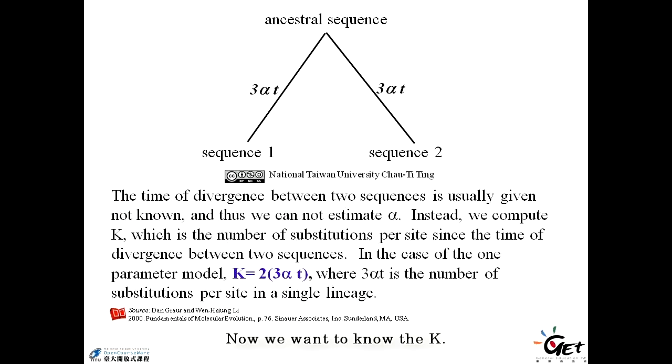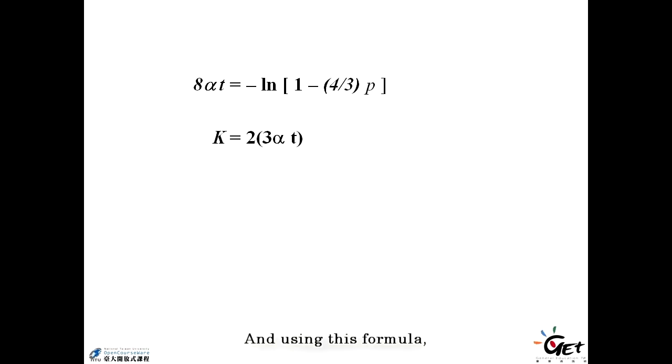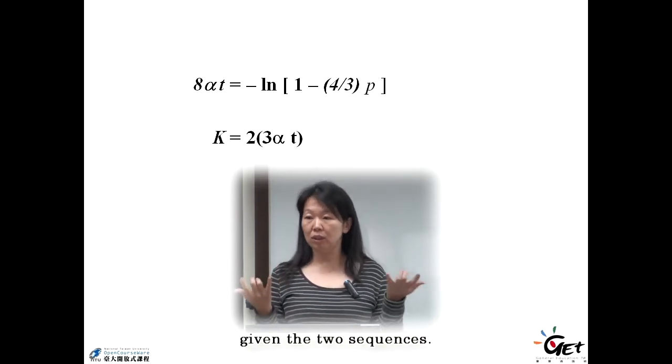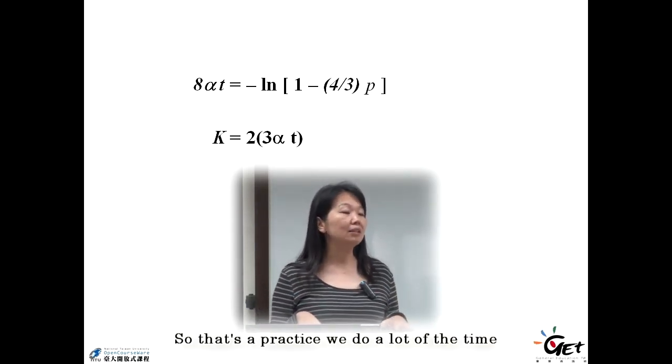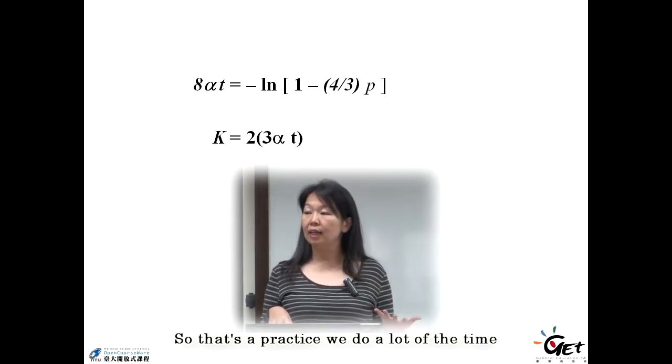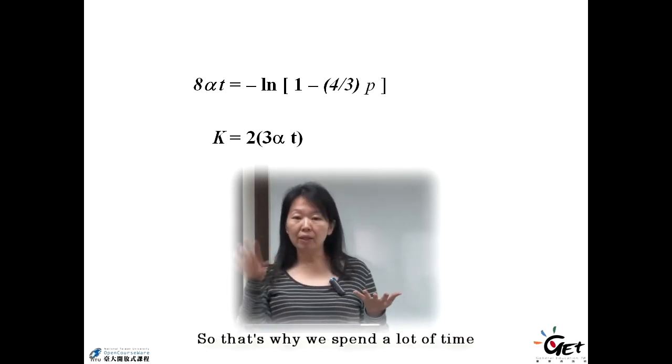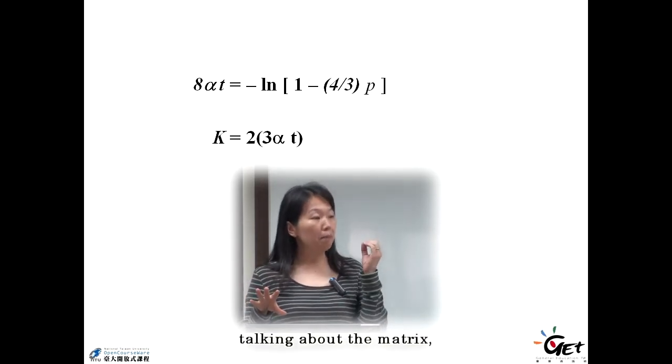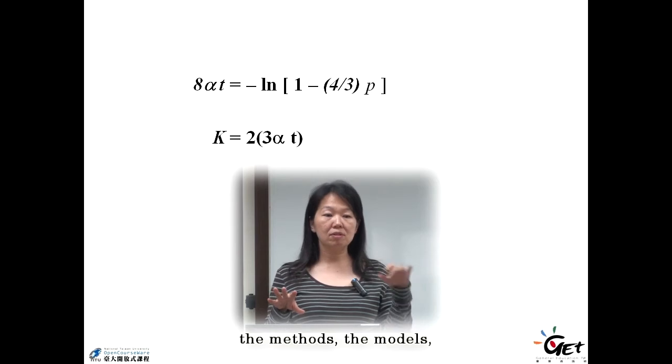Now we want to know the k, that's the divergence between the 2. And k is equal to 6 times alpha t, right? So that's the formula here. Then if we put the 2 together, we'll be able to calculate. And using this formula, we can estimate the k. That's the estimate we want to make given the 2 sequences. So that's a practice we do a lot of the time. So that's why we spend a lot of time talking about the metrics, the methods, the models.